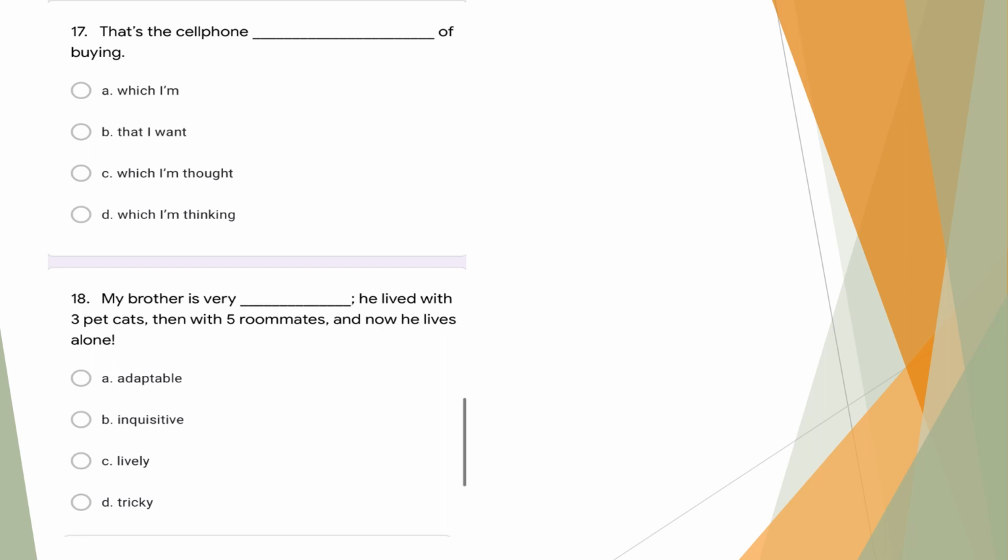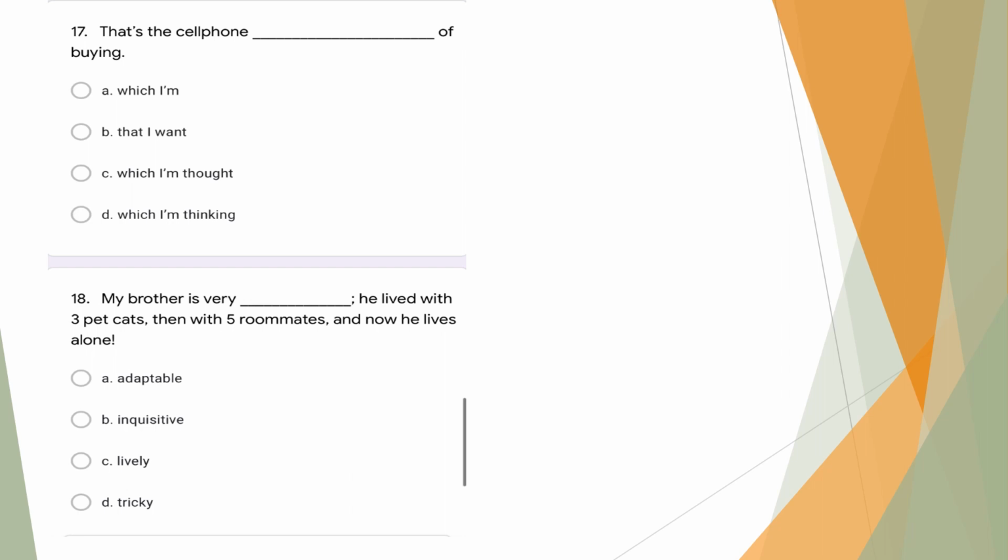Okay, number 17. That's the cell phone blank of buying. Should we go through each answer, see which one works? So A, that's the cell phone which I'm of buying. Well, that doesn't work because I'm and of in this sentence don't go together. That's the cell phone which I'm buying would work, but we have I'm of, which doesn't work.